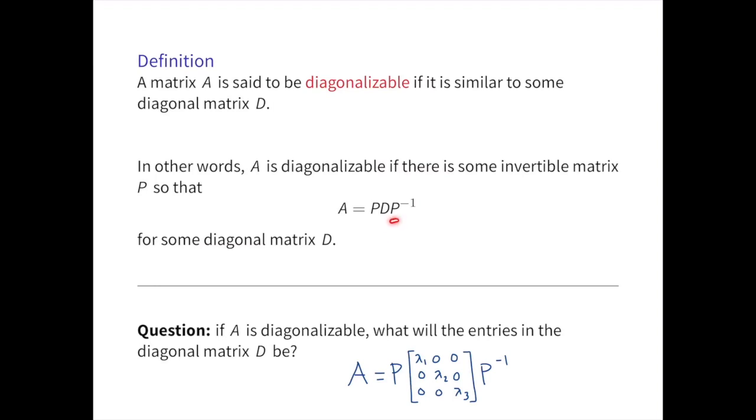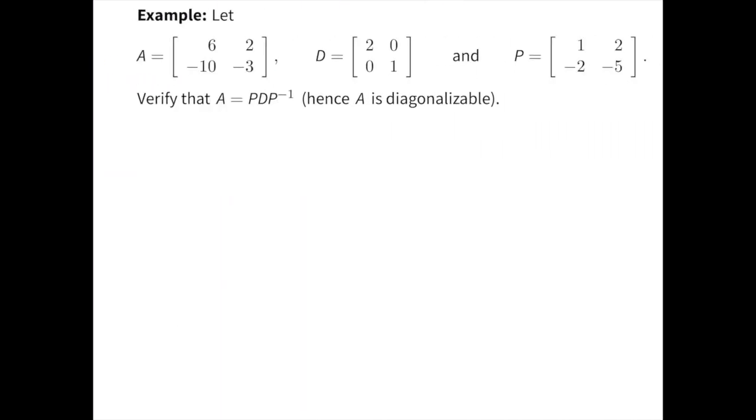The question is how do we figure out what the P matrix is? Well, we'll get to that in a bit. But let's look at an example here first. So here we have a matrix A, we have a diagonal matrix D, and we have an invertible matrix P. Let's verify that the matrix A is indeed diagonalizable by showing that A is equal to P times D times P inverse. All right, well, to do this, the first step is we want to multiply these three things together. We need to figure out first what P inverse is. So let's go ahead and compute that.